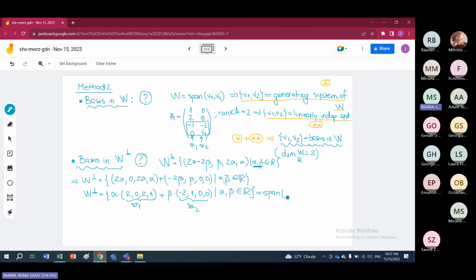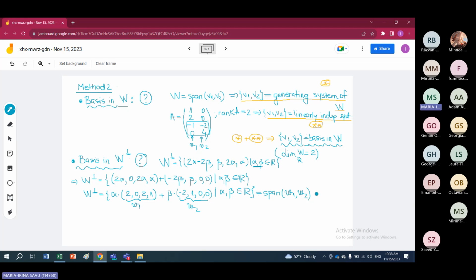Okay, this is the span of W1 and W2. Exactly. So I will try not to put so many questions if you cannot hear me well. I will explain, and it's better for you to ask me instead of me asking you. So this is the span of W1 and W2.